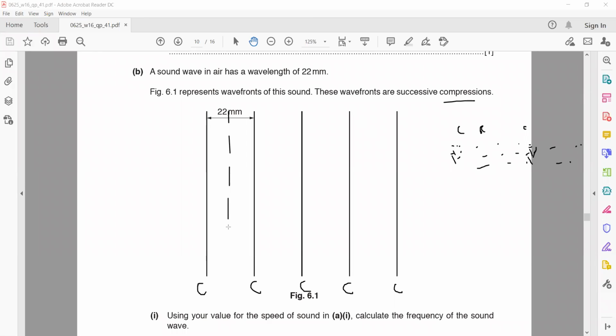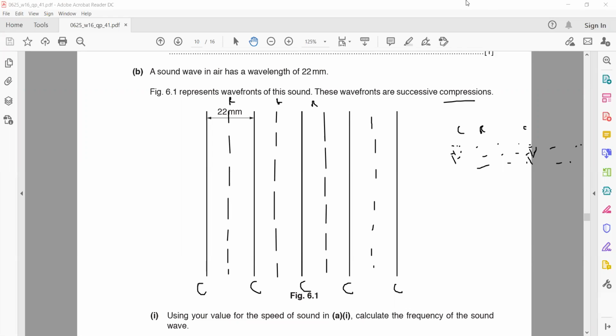So we will draw a dotted line between the two successive compressions, and that will represent a rarefaction. Three rarefactions we have to draw. So this will be rarefaction, rarefaction, rarefaction. You can draw for the last one as well. That will not be a rarefaction, because this is not the wave.